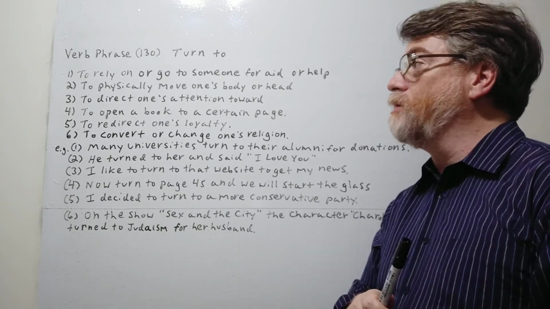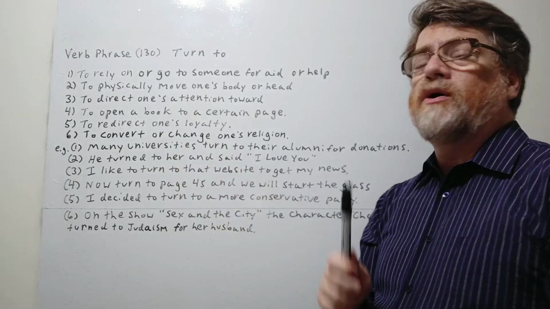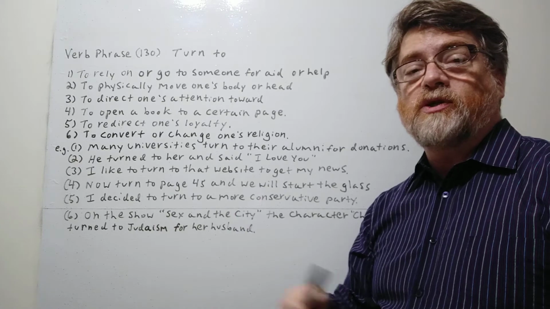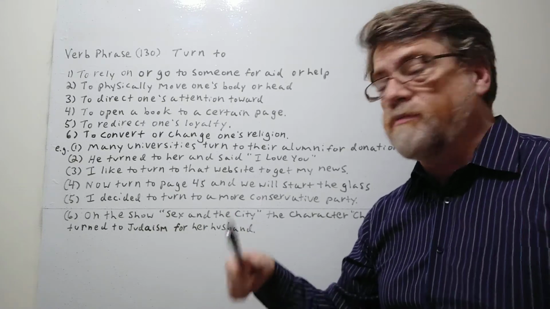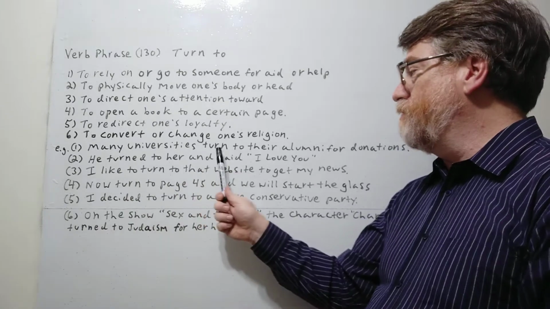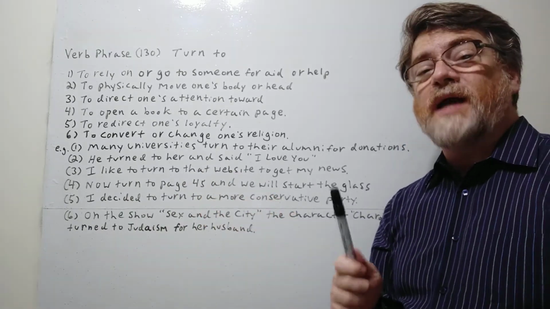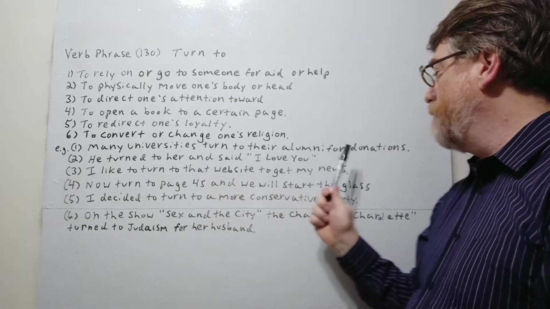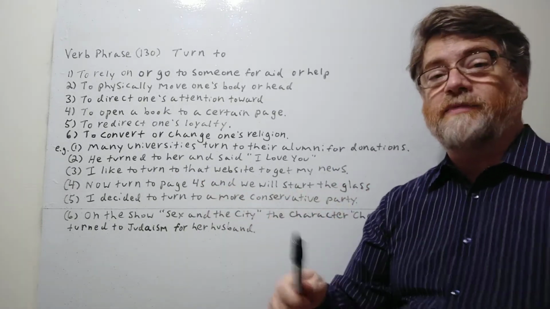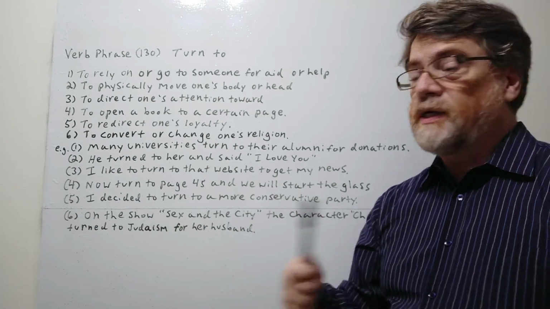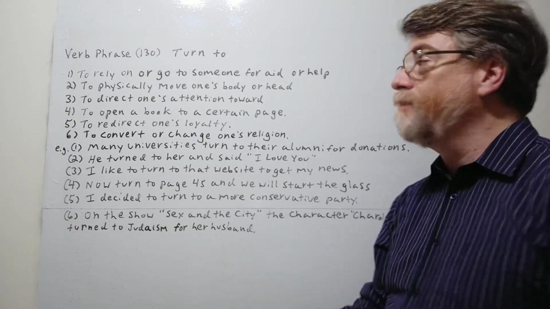So one meaning we could use is to rely on or go to someone for aid or for help. So if you turn to someone, you could turn to somebody for aid, you could turn to somebody for help. And here's our first example. Many universities turn to their alumni. These are students that graduated before. Turn to their alumni for donations. So they're turning to them for help. They're turning to them for money, for donations. So that's the first example.